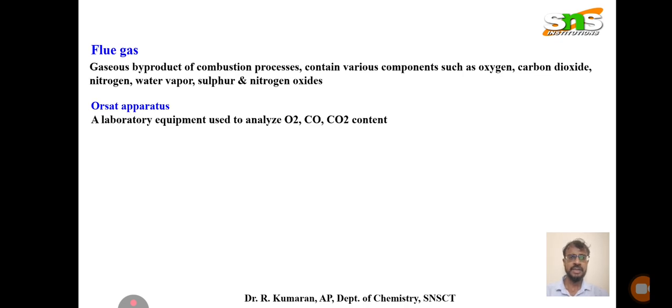So what is meant by flue gas? It is a gaseous byproduct of the combustion process, which in turn contains various components such as oxygen, carbon dioxide, carbon monoxide, sulfur, water vapors, nitrogen oxides, etc. So these are all the impurities that are present in the flue gas.